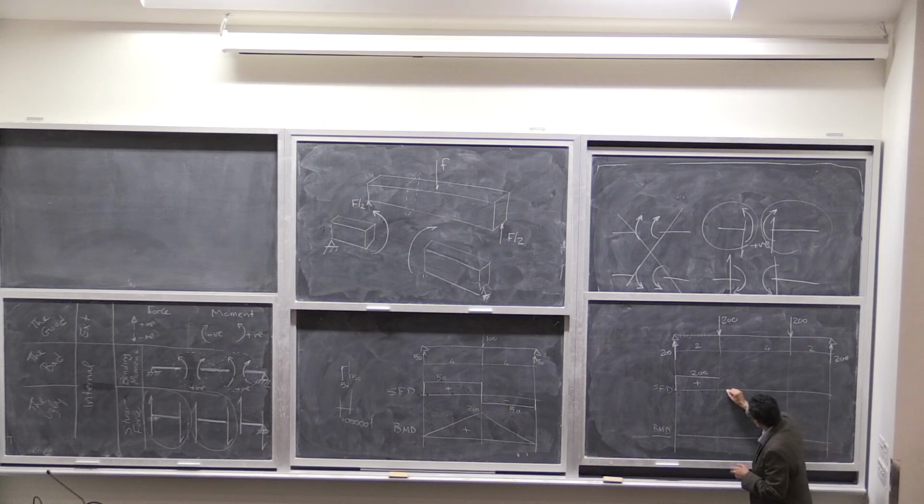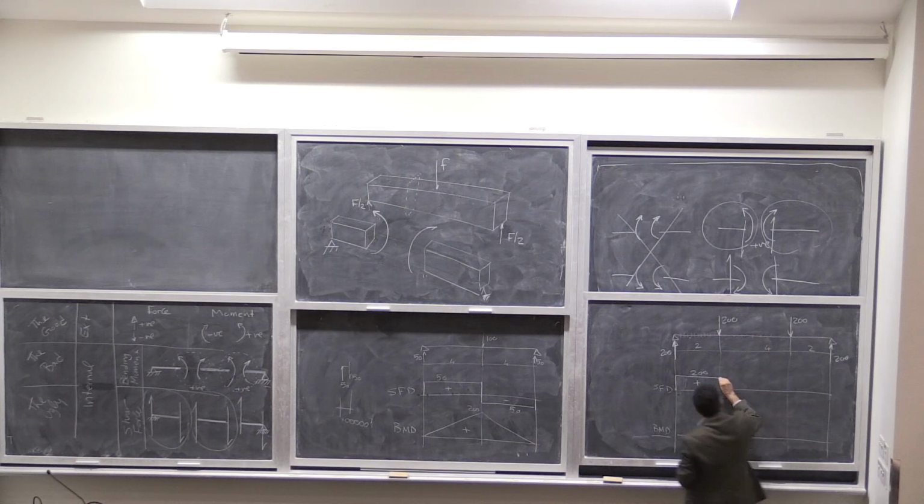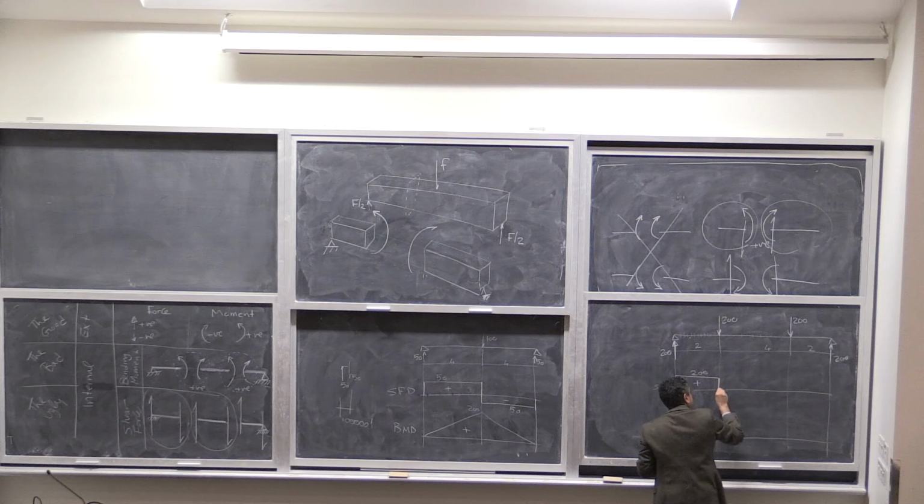If I cross here by just 1 millimeter, how much force is to the left of me? 200 and 200, it's 0. And if I move here, still 0, 0, 0, 0. And so the shear force diagram drops at the concentrated force to 0.